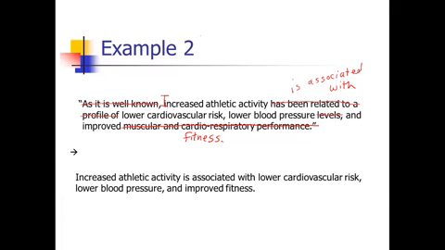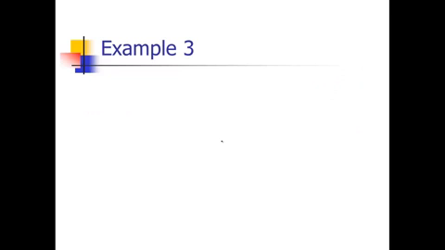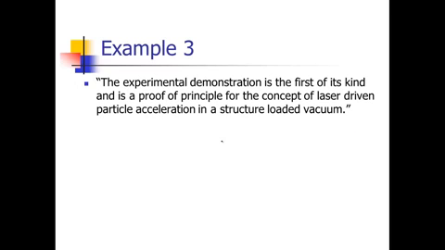So we get increased athletic activity is associated with lower cardiovascular risk, lower blood pressure, and improved fitness. Notice how much we've stripped away that was unnecessary from that sentence. And in this case, we actually could be probably a little bit more direct. There's actually probably enough evidence that we could say it even more directly. Increased athletic activity lowers cardiovascular risk and blood pressure and improves fitness. Now that, of course, requires a stronger level of causal scientific evidence there, but we probably do have it in this case. Here's one last example to go through.